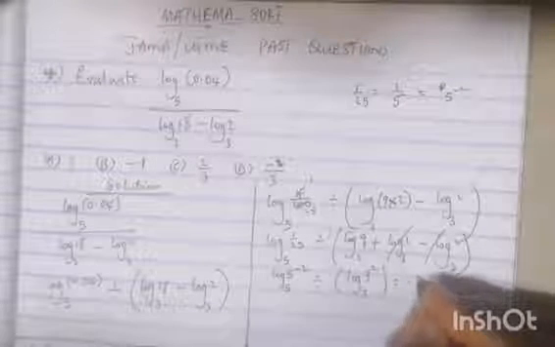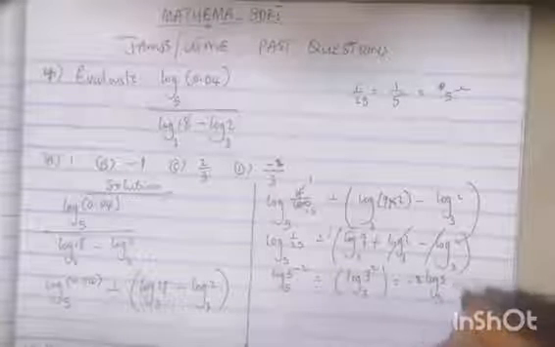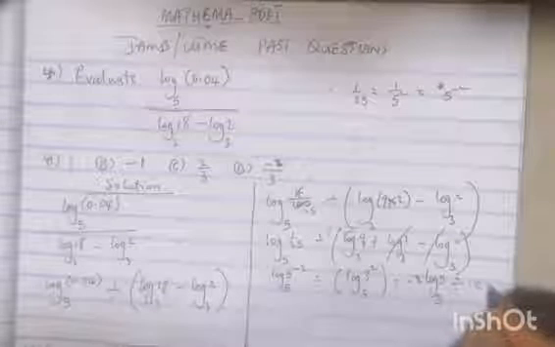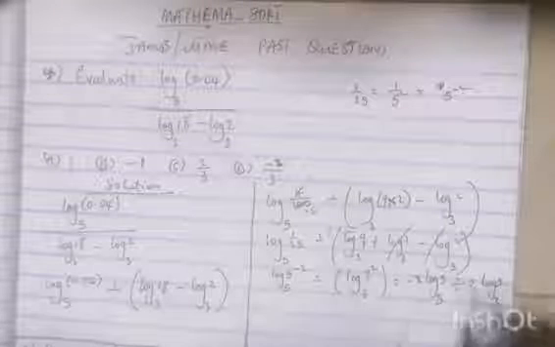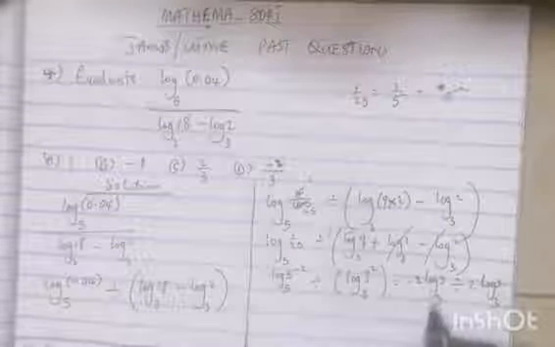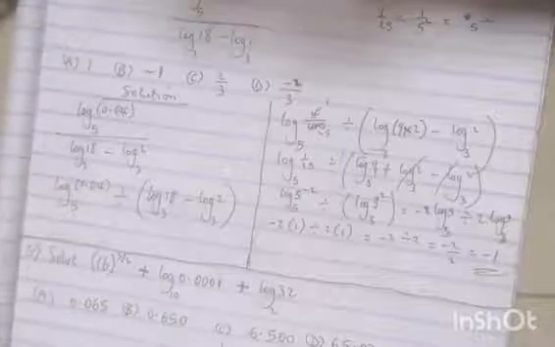So I can now write this together. This will give me minus 2 log 5 base 5, divided by 2 log 3 base 3. Log 5 base 5 will give me 1, and log 3 base 3 will also give me 1. So what I will have left there will be minus 2 bracket 1 divided by 2 bracket 1, and that will be minus 2 over 2, and the answer will be minus 1. I hope you understand the breakdown.